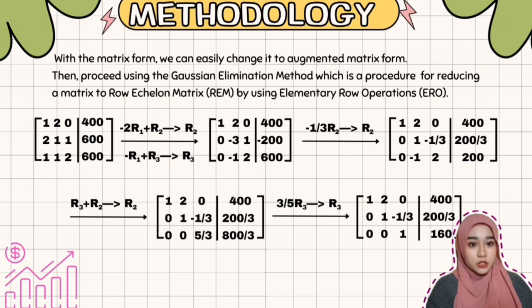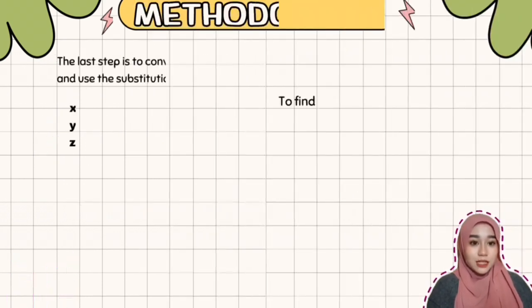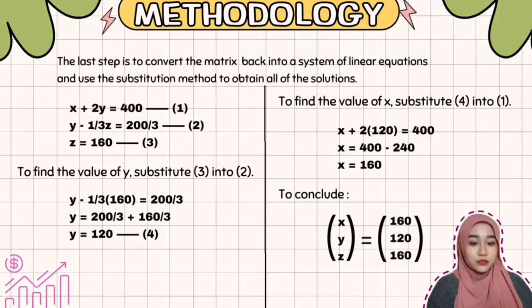After that, like the first step, we need the numbers below the leading 1 to be zeros. Therefore, we'll be using R3 plus R2 to R2. And last but not least, we need the 5 over 3 to be 1. So, we will use 3 over 5 R3 to R3. That's not all. The last step is to convert the matrix back into a system of linear equations and use the substitution method to obtain all of the solutions.